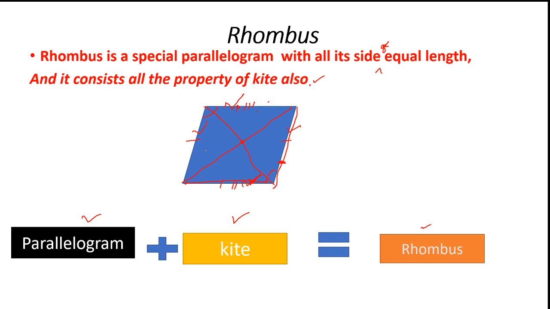So in the rhombus, all these properties are followed. That means the rhombus is a special parallelogram, or we can say that the rhombus has all the properties of a parallelogram and a kite.